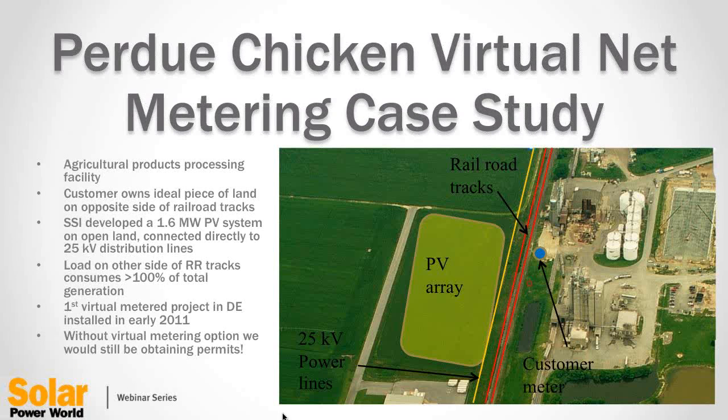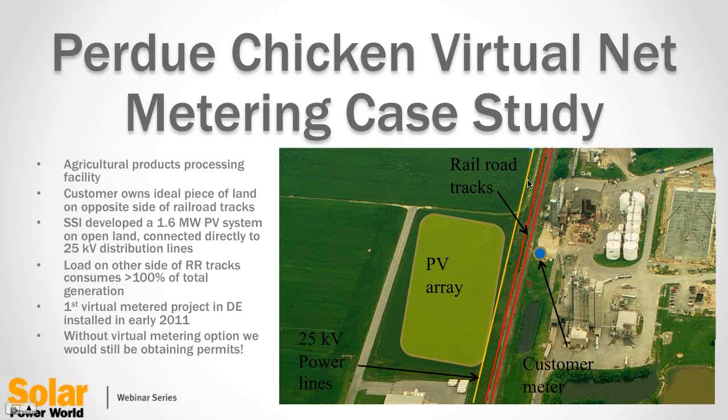So a quick case study I wanted to go through to illustrate some of the advantages and things considered for virtual net metering is a project with Perdue Chicken. We did a project for Perdue in Delaware in the Bridgeville area, and they had an agricultural products processing facility on one side of railroad tracks, and a beautiful flat open piece of land on the other side of the tracks that they wanted to site PV. But their customer meter, as you can see here in the diagram, was located on the same side as their facility, while the PV is located on the other side of the tracks. The red lines represent the tracks.